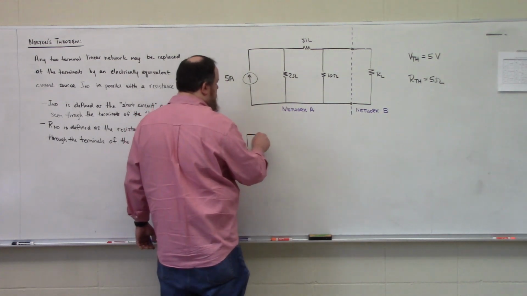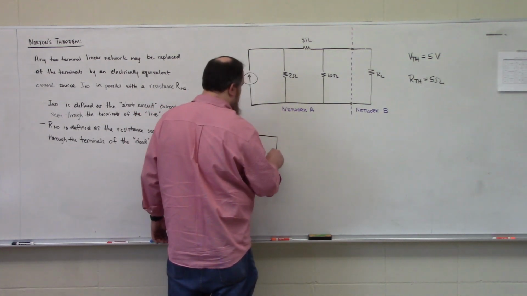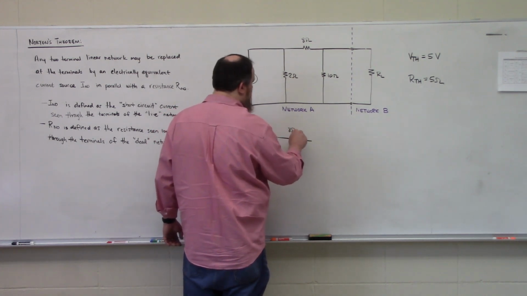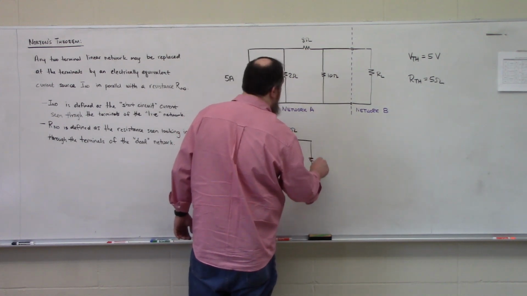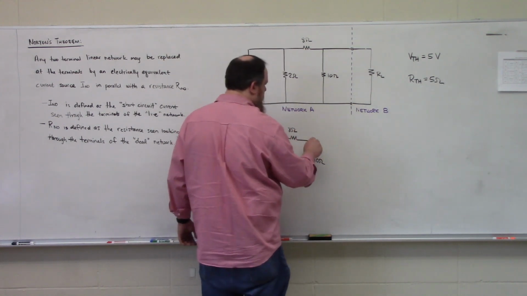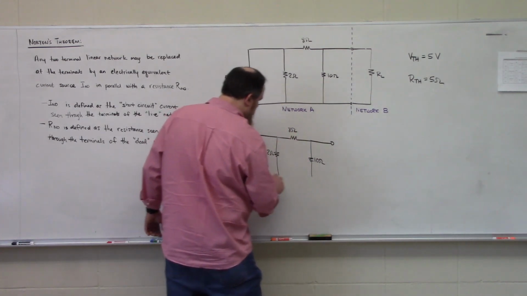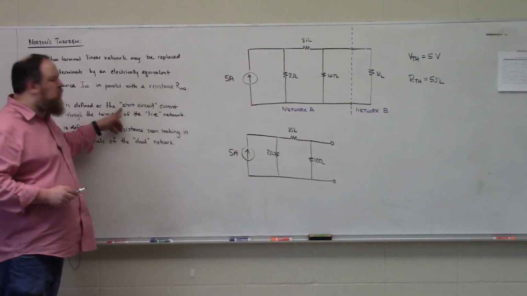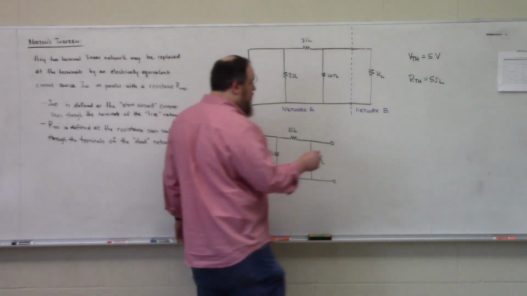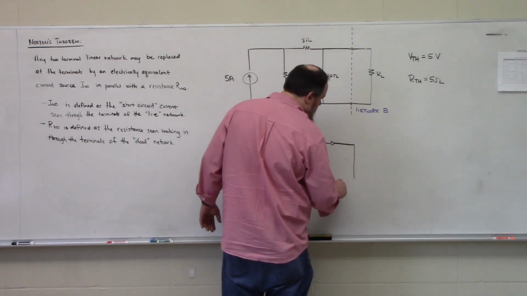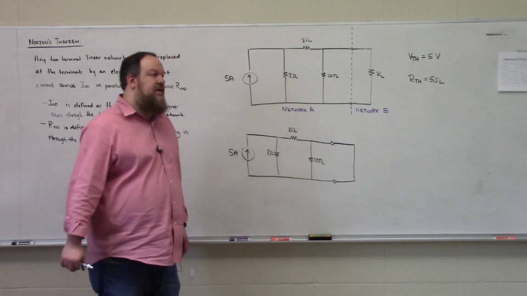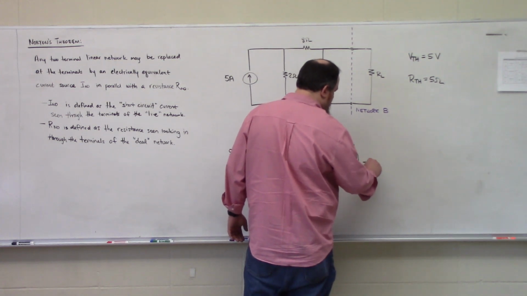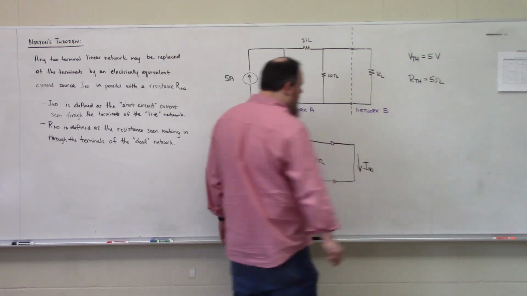So here's our 5 amp source, our 2 ohm resistor, our 8 ohm resistor, our 10 ohm resistor. Here are our terminals where network B used to be connected, and we're told that we want the short circuit current. So that means we are going to place a short circuit across the terminals of our network and calculate the current that flows through that short circuit, which will be this guy, INO.